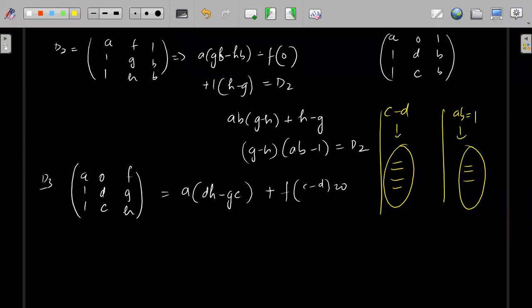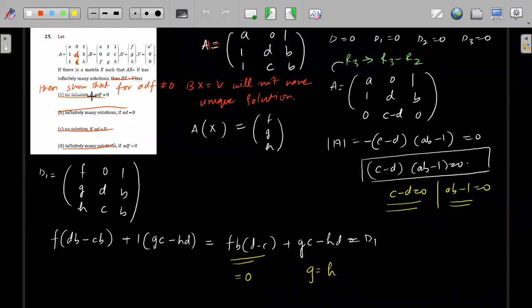There will be one determinant for the second set of equations in which you will get A square DF, I guess. From there you can see that if ADF is not equal to 0, then it will have no solution. So we'll solve this question in the next class, tomorrow's class.